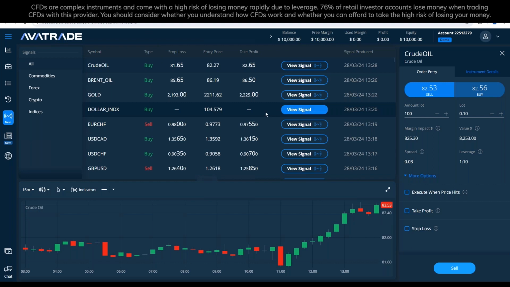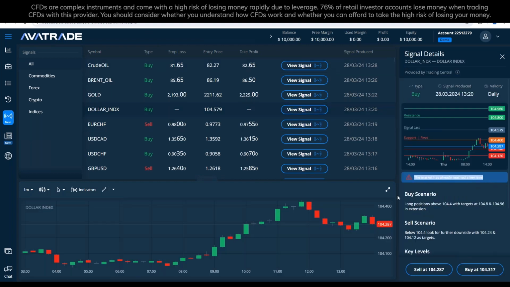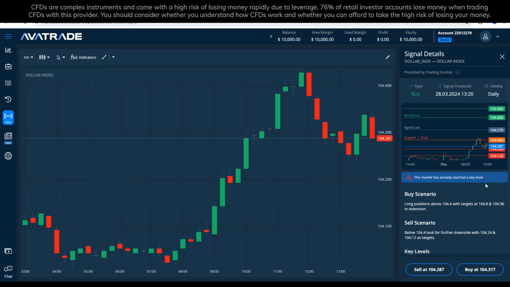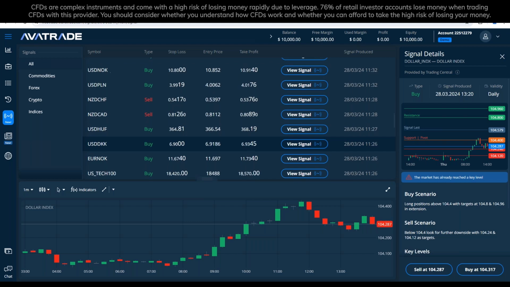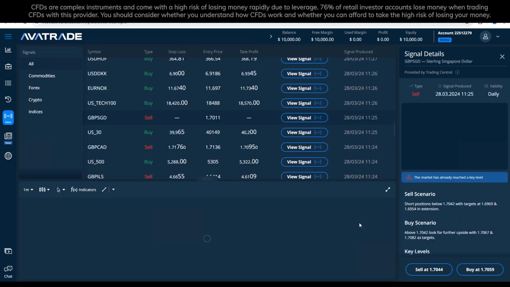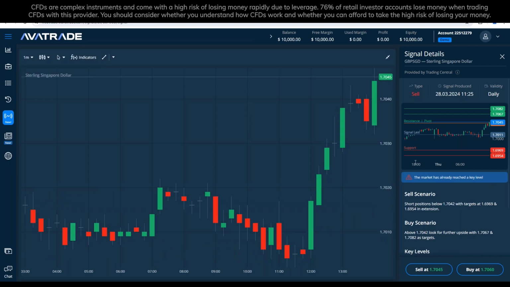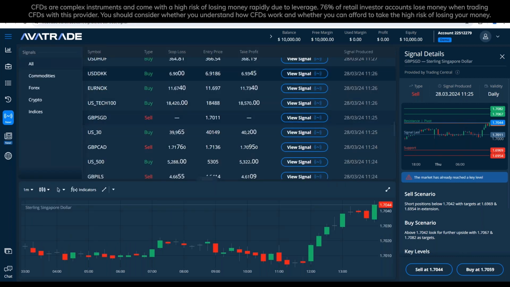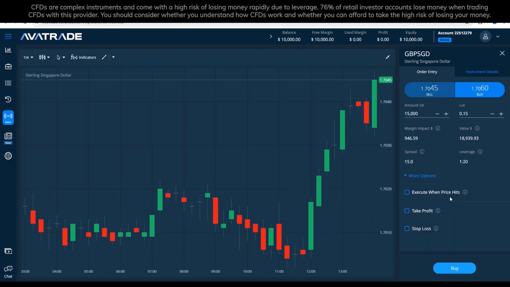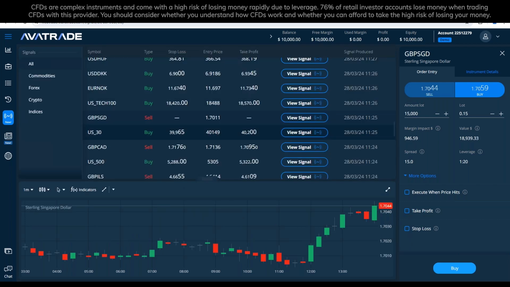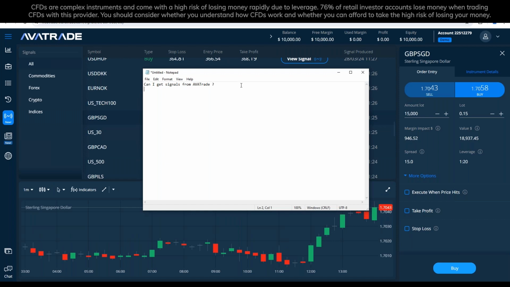Sometimes there will be signals that are already past the prior analysis, and it will be mentioned in here. The market has already reached a key level. Let me see if I can find another one. Okay, see, it already passed. So the analysis done on this signal to produce it has already passed. The scenario is already passed and no longer available, and this is why it doesn't have any take profit and stop loss. Let me just show you. If I click here, it does nothing. You see, it doesn't mark anything.